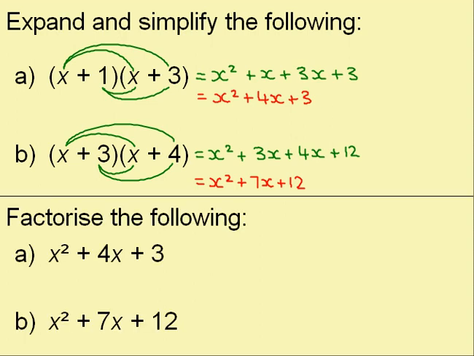Now in this clip, we're actually going to be looking at factorising, which is the opposite of expanding. So this question here, if you look carefully at it, you'll notice it's the answer here. So the answer when I factorise this must be x plus 1, x plus 3. In the same way here, you can see I've got this answer. So the answer for this when I factorise it is x plus 3, x plus 4.